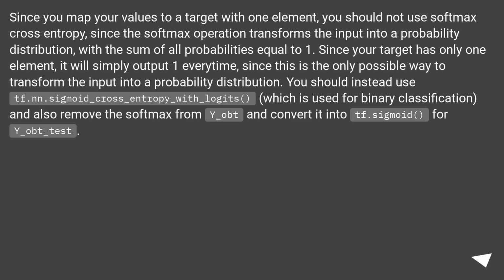You should instead use tf.nn.sigmoid_cross_entropy_with_logits, which is used for binary classification, and also remove the softmax from y_opt and convert it into tf.sigmoid for y_opt_test.